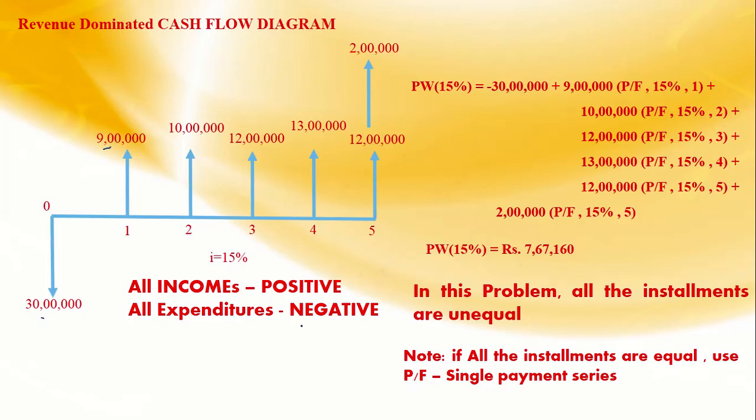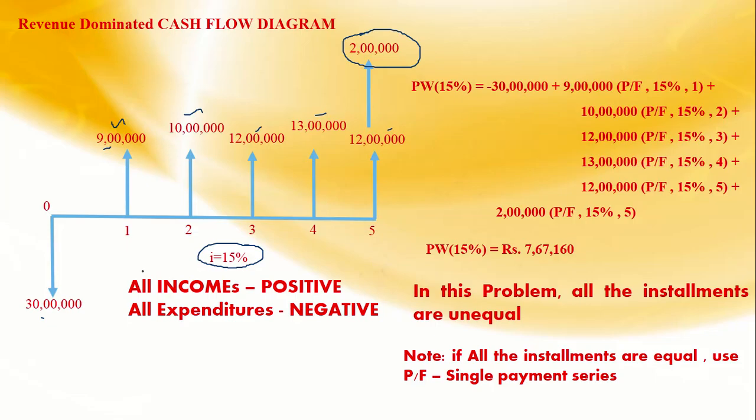Now for the first year, second year, third year, fourth year and fifth year, the revenue generated by that company is 9 lakh, 10 lakh, 12 lakh, 13 lakh, 12 lakh respectively, and the salvage value is 2 lakh. The interest rate is 15%. Now we have to solve this for the present worth method.